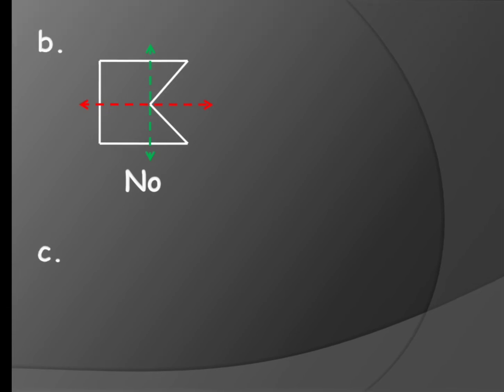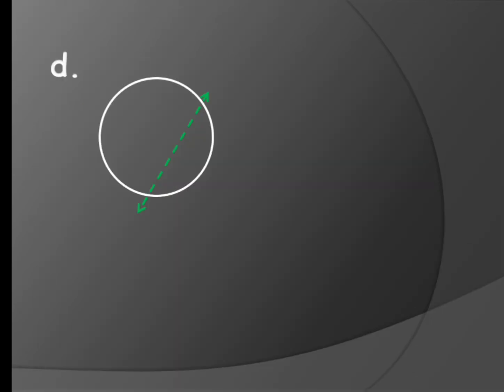Next you have a shape like this. If you see, the green line is the vertical line, a standing line. If you see the right side and left side of the line, children, both are the same, isn't it? Since both are the same, this line is the line of symmetry. So you will write yes. Let's see the next one.